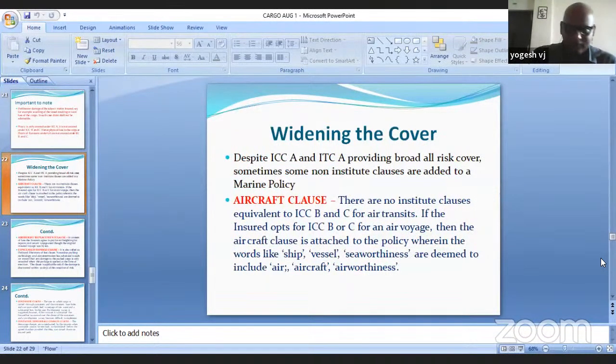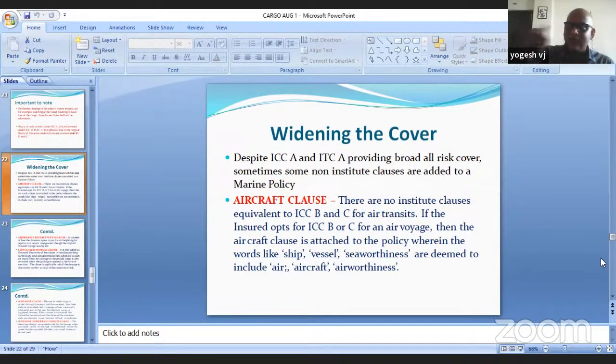Widening the cover. Now, there are a lot of clauses which we can call incidental clauses, or non-institute clauses, which were later introduced in order to widen the cover. ICCA covers all risks, but still there are some clauses that were specific to the nature of the cargo being carried, and depending on the nature of the cargo, these clauses were designed. Now, first of all, not all cargo is carried by vessel. Some cargo may be carried by aircraft. But in our ICC ABC, if you read it, we feel that all the cargo must be carried by vessel only, because the words vessel, seaworthiness, ship, adventure are all associated with sea.